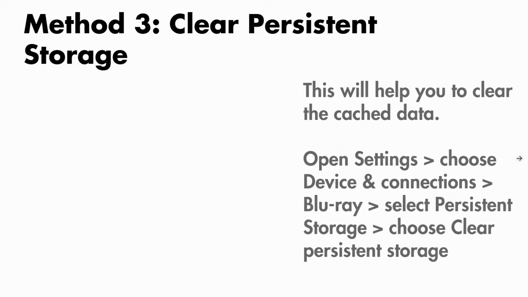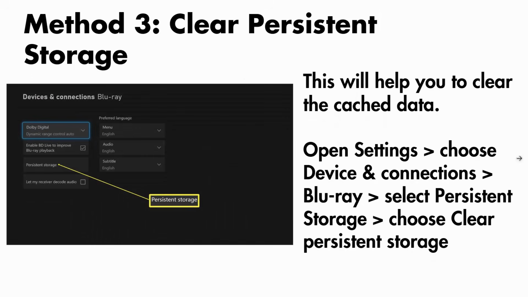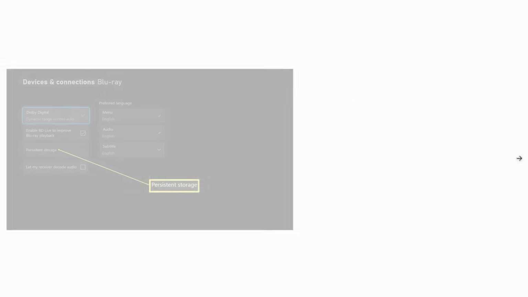Next method is to clear persistent storage. This will help you to clear the cache data. For that, open settings, choose device and connections, click on Blu-ray, select persistent storage, click on storage, select clear persistent storage.